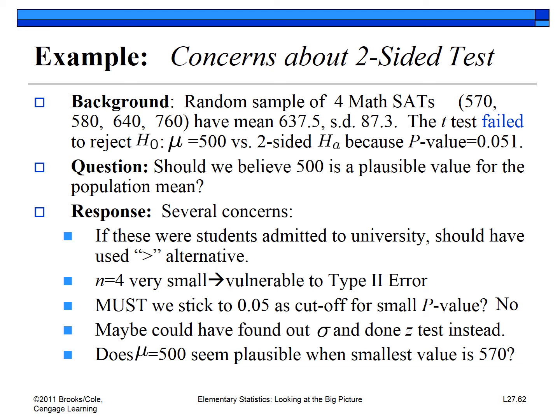Do you think that a mean of 500 for the population seems plausible when the smallest value that we see is 570? I don't think so. So these are the concerns that we run into, especially with very small sample sizes.